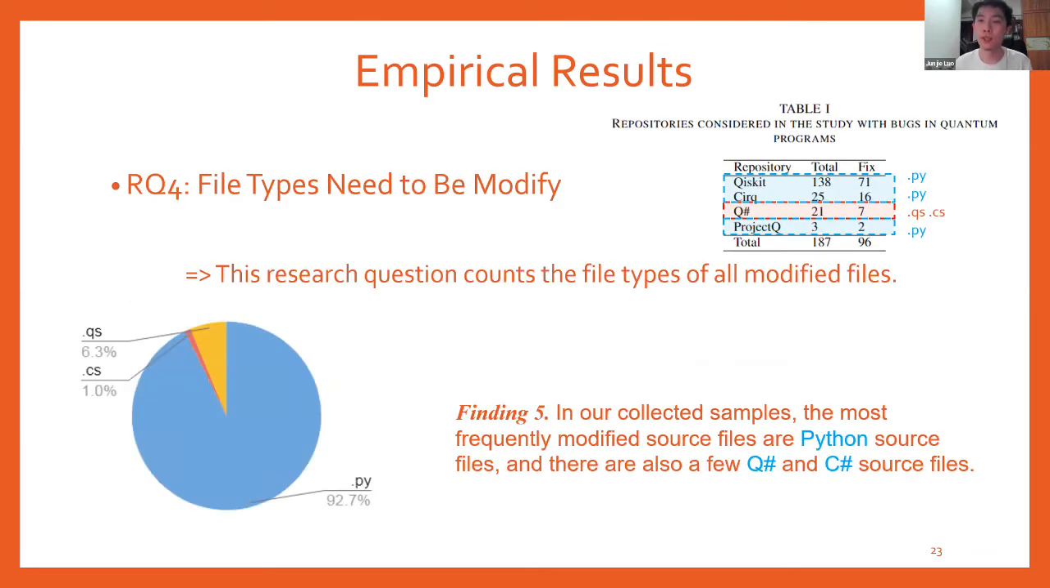In the 4th research question, we count the file types of all modified files. The figure shows the statistical results of our study. In our collected samples, the most frequently modified source files are Python source files, and there are also a few Q# and C# source files. This is in line with our expectation, as we know from finding 2 that only source files were modified in the process of bug fixing in the data we collected.